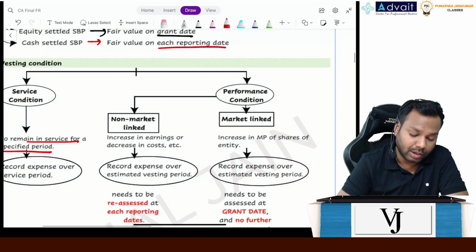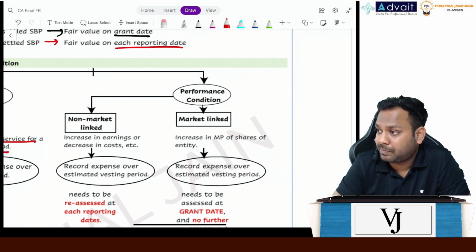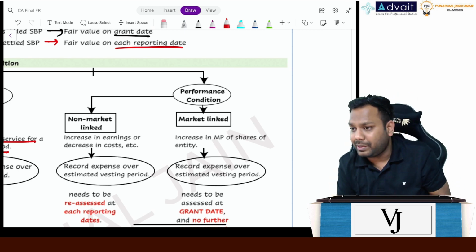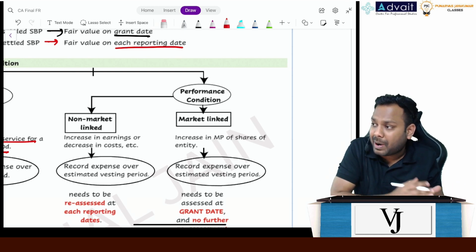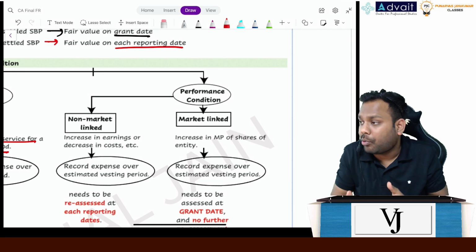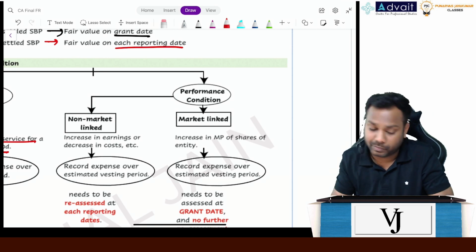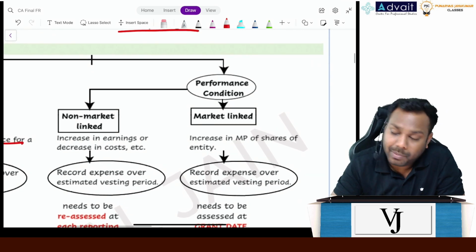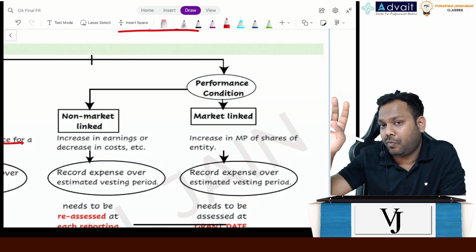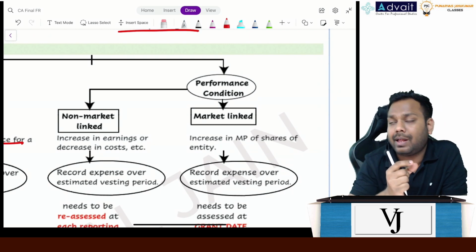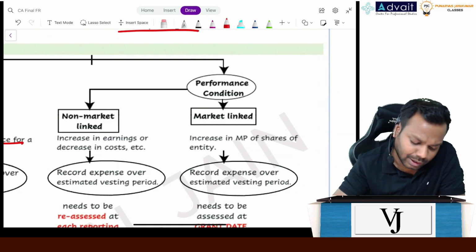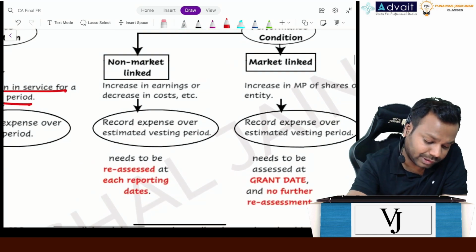Now, second is the performance condition. In the performance condition, apart from the service condition, the employee is required to do something additional also. Now, what else? The performance condition can be of two types. One is market linked, another is non-market linked. Let me discuss the non-market linked first.